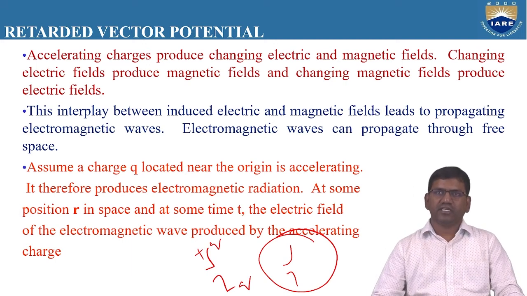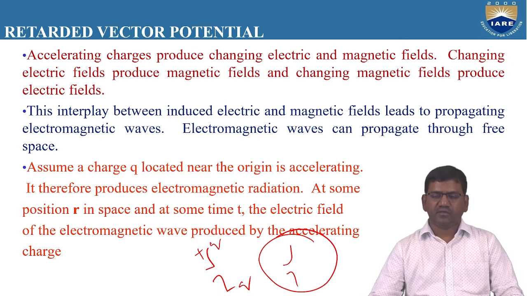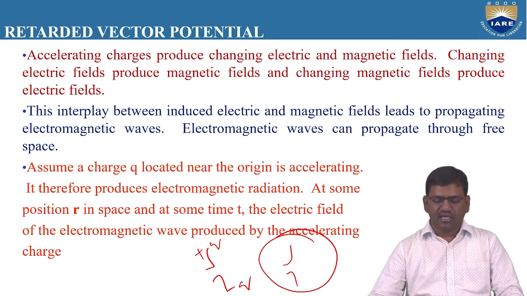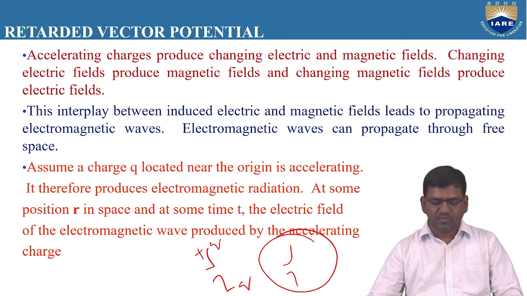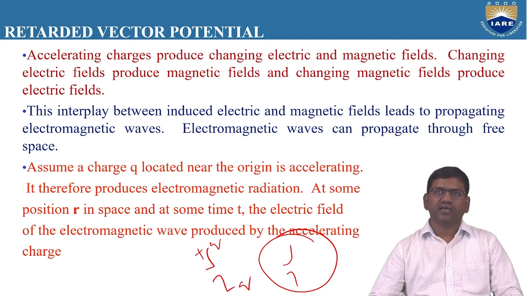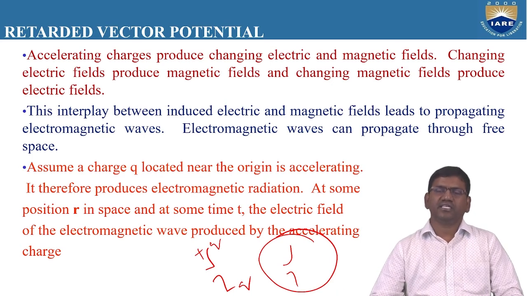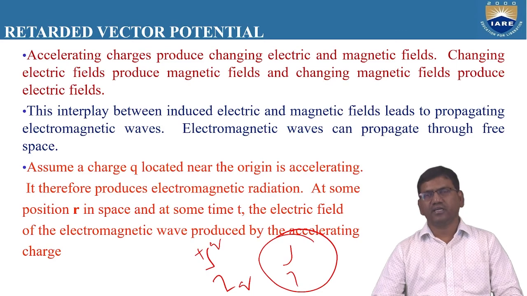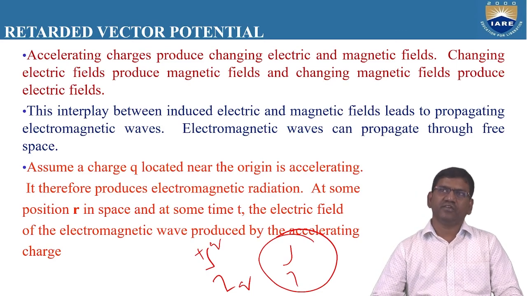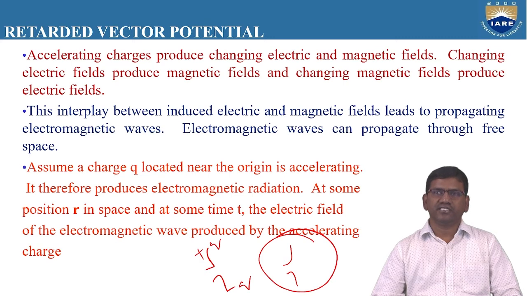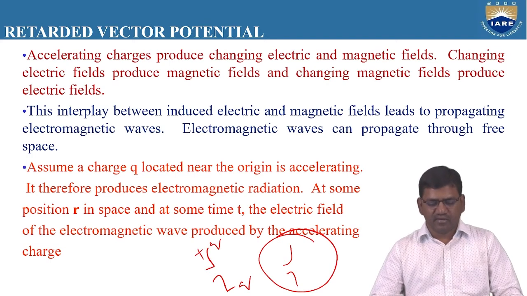If this Q is located with respect to the origin, it produces electromagnetic radiation. At some position r in space and at some time t, the electric field of the electromagnetic wave is produced by the accelerating charge. That means whenever the radiation happens from the conductor, it travels into free space, not instantly, but it will reach a distant point after some time. The electric field and the magnetic field are produced at a distant point in space after some time interval.